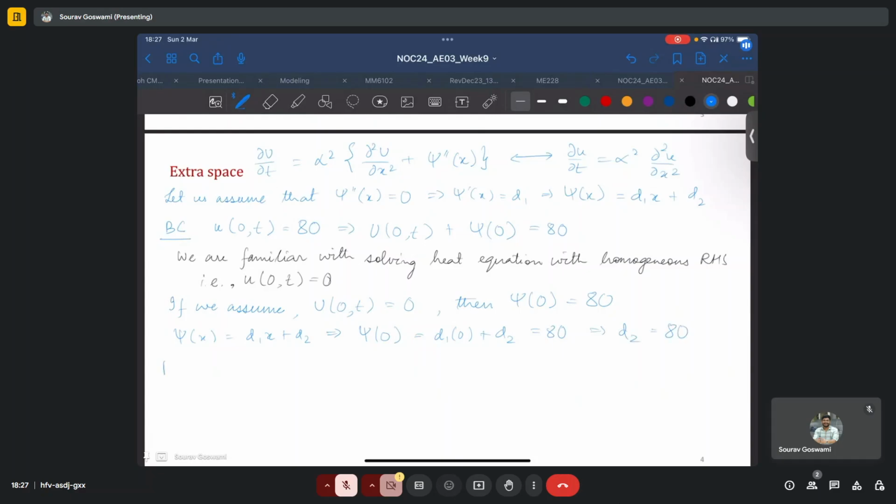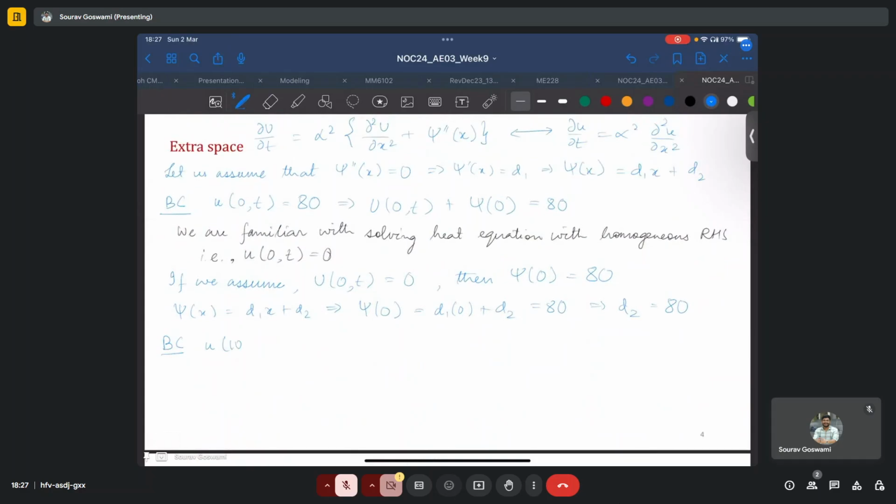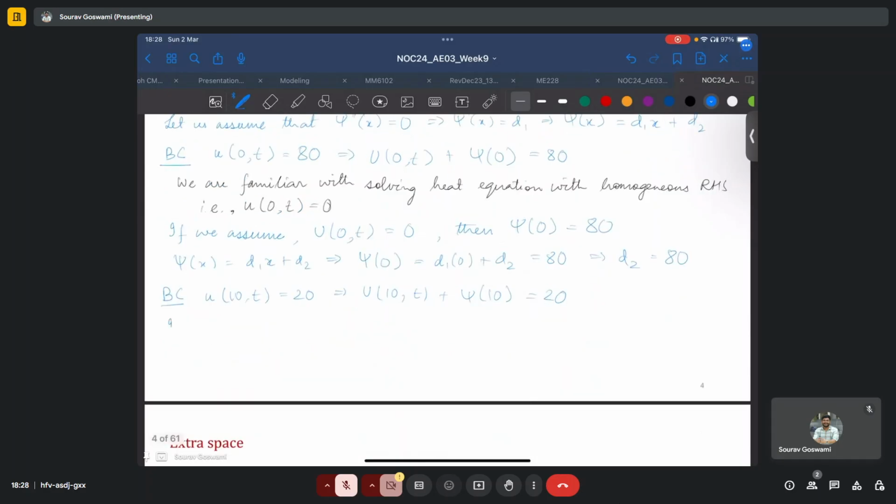Let us apply the other boundary condition, which was u at 10 comma t is 20, which implies that U at 10 comma t plus psi at 10 is 20. Now remember, for psi we have found d2, but we still need to find the constant d1. So if we can use the given second boundary condition to derive a second relation for psi, we may be able to find d1.